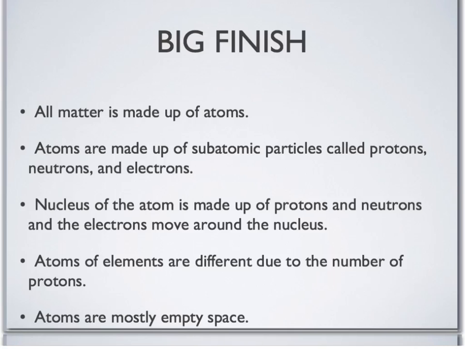The nucleus of the atom is made up of protons and neutrons, and it's going to have an overall positive charge, and the electrons are on the outside and moving around the nucleus, and they're going to have an overall negative charge. Atoms of elements are different due to the number of protons, not due to different types of protons or anything like that. And atoms are mostly empty space, with the electron moving very quickly, about 2,000 kilometers per second around the outside of the nucleus.